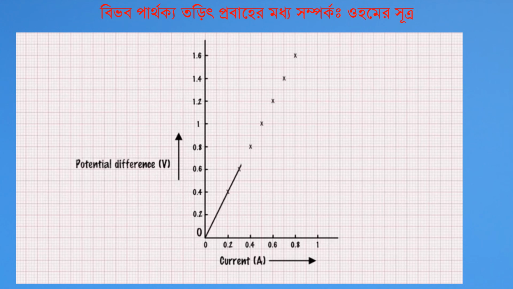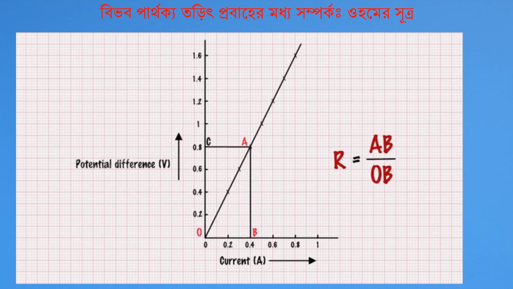The graph is a straight line. This also verifies Ohm's law. The slope of the graph will give the resistance of the wire. Note the values of OB and AB, then calculate the value of R as AB by OB, which gives the value of the unknown resistance.